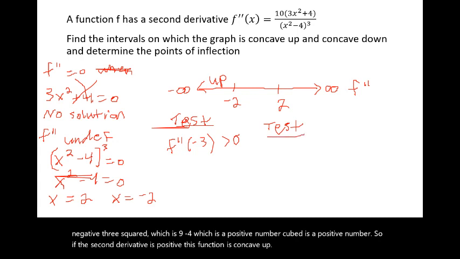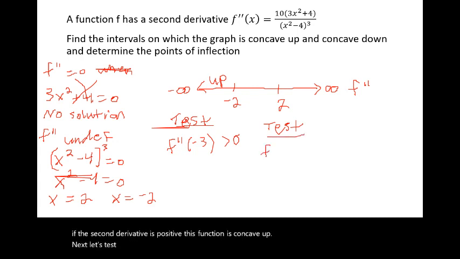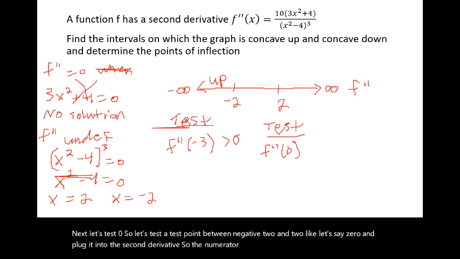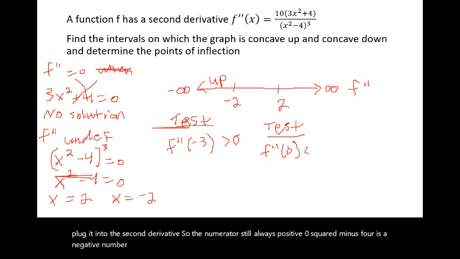Next, let's test a test point between negative 2 and 2, like let's say 0, and plug it into the second derivative. So the numerator, still always positive. 0 squared minus 4 is a negative number. A negative number cubed is negative. So the second derivative is negative.